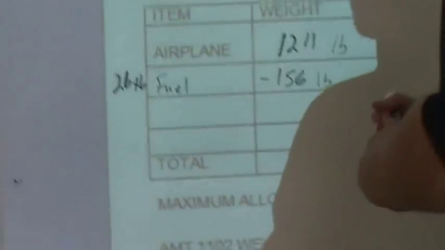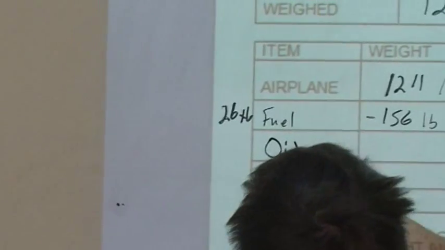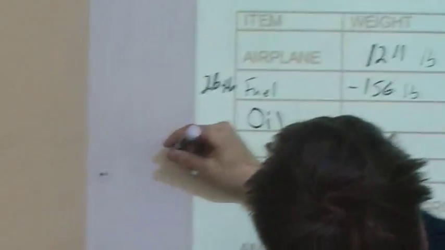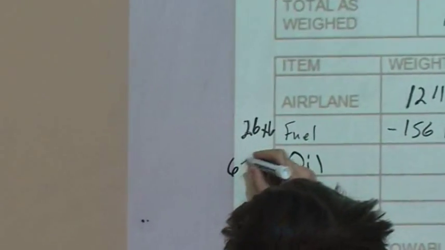Okay, and now we're going to remove the oil. Why do you take away oil? Because the plane was built before 1978, yes. Oil came out to 6 quarts.